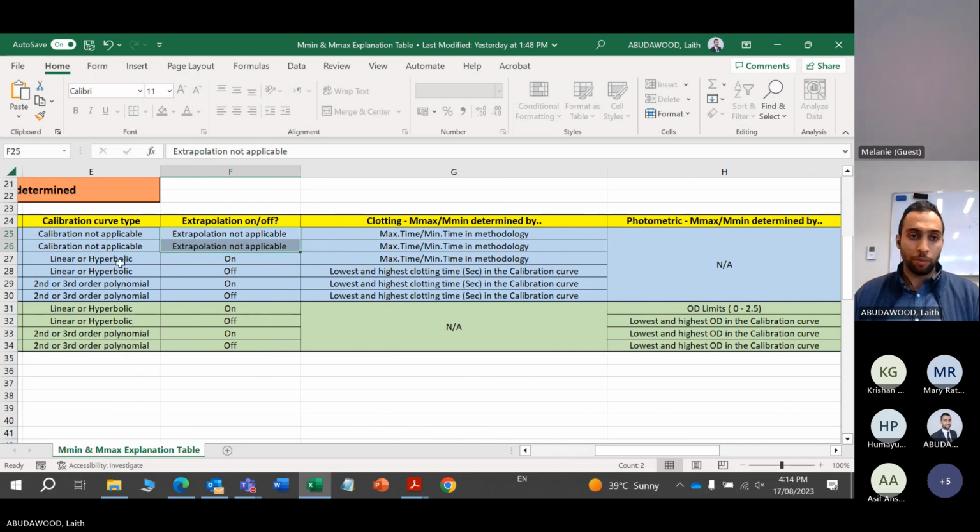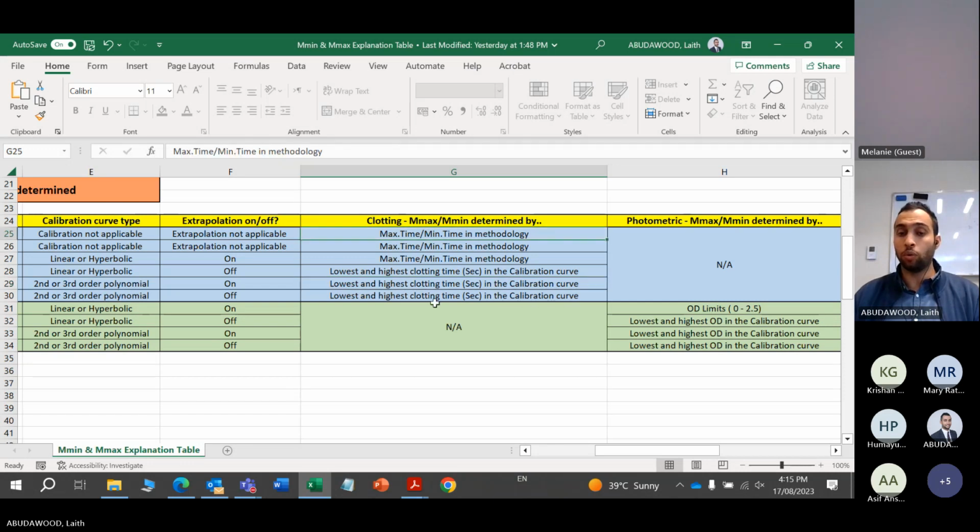You can see here the type of the calibration curve. For a linear or hyperbolic calibration curve, extrapolation is possible. For a second or third order polynomial calibration curve, extrapolation is not possible. So here, extrapolation on or off doesn't make any difference for Vmin or Vmax. You will see. Now, for clotting assays, how are MMax and MMin determined?